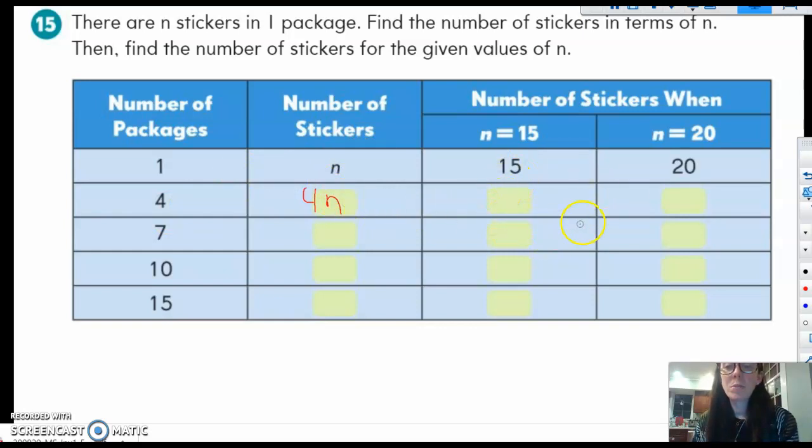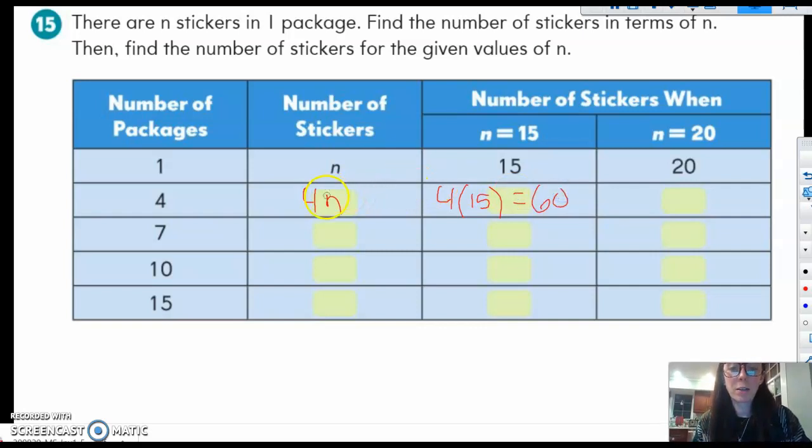Now, in these columns here, they're telling us what the value is of that variable, and we need to plug that in to the algebraic expression to find out the answer. So right here, it's telling me n equals 15. Okay, so what I'm going to do is plug in, I have 4 times my 15, and it's telling me to multiply 4 times 15. So I'm going to do that and get my answer of 60.